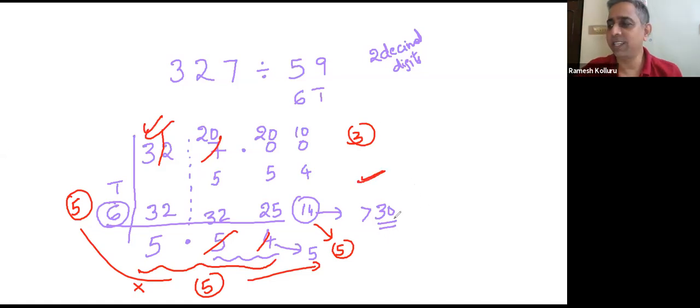I hope everyone is clear with this. Whenever the decimal digits are there, you have to place the decimal first in the quotient digit itself, where the dotted line we are making. The remaining quotient is the same as normal division, and increase the zeros on the right hand side, because you can increase any number of zeros.